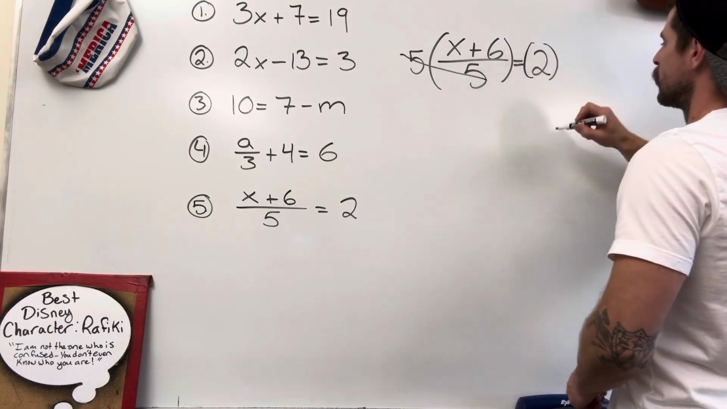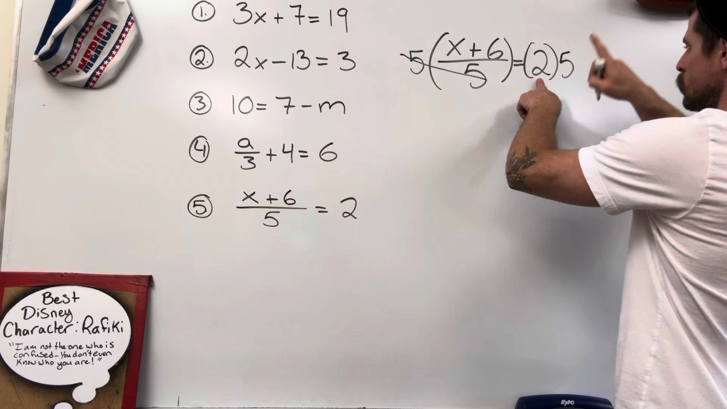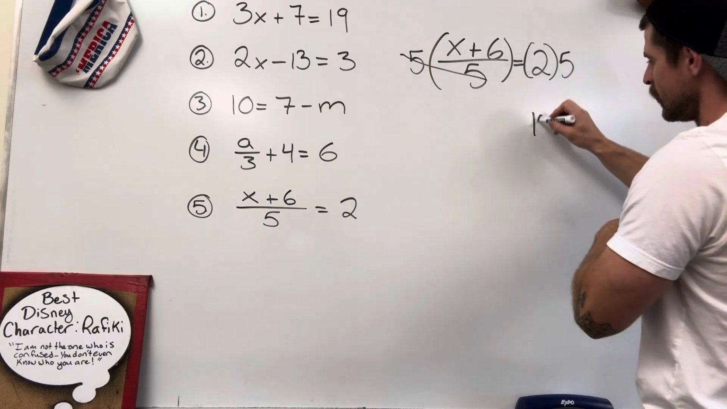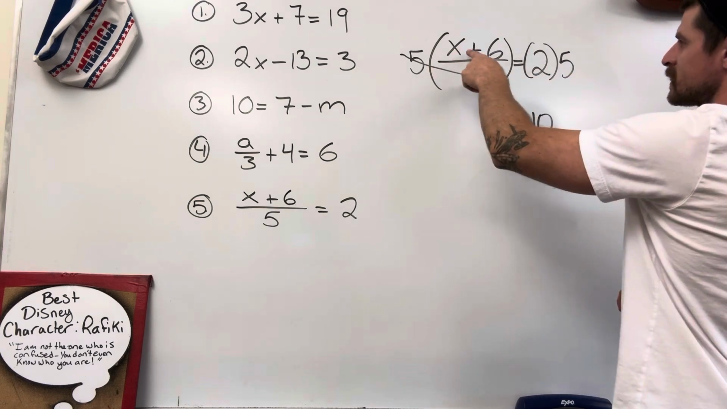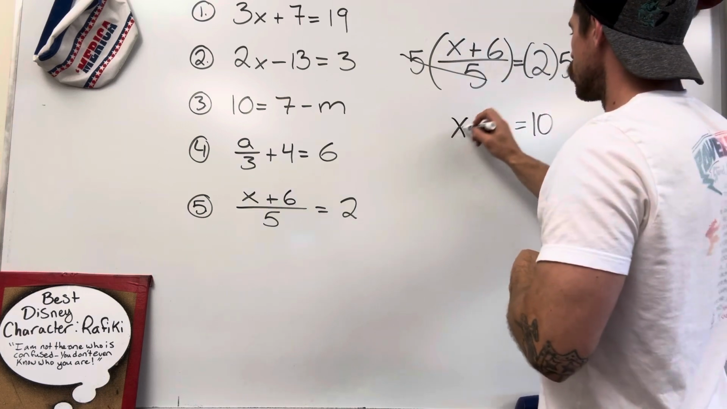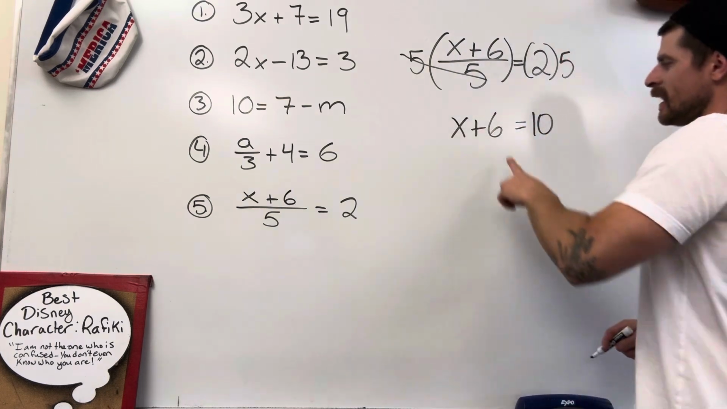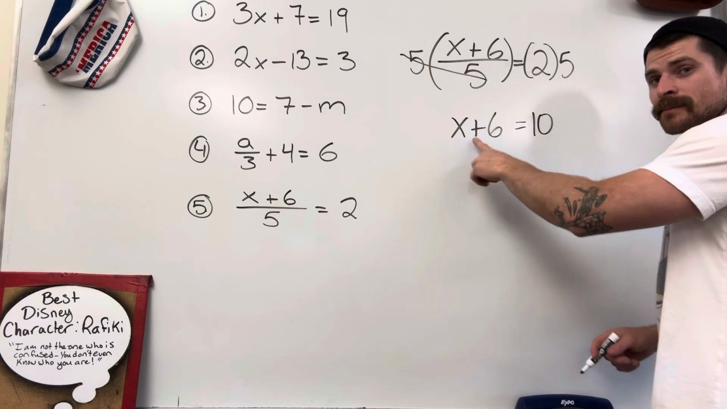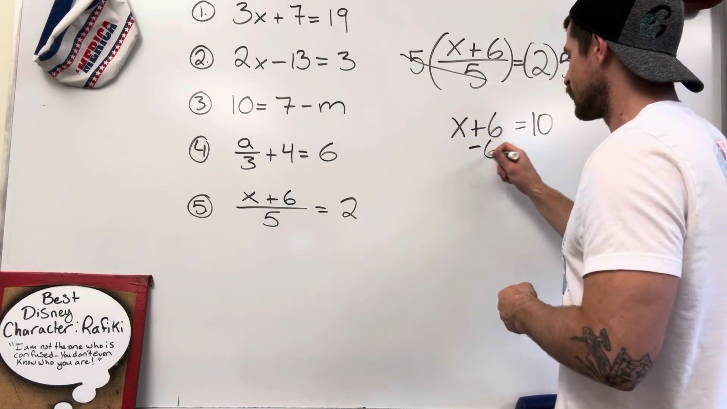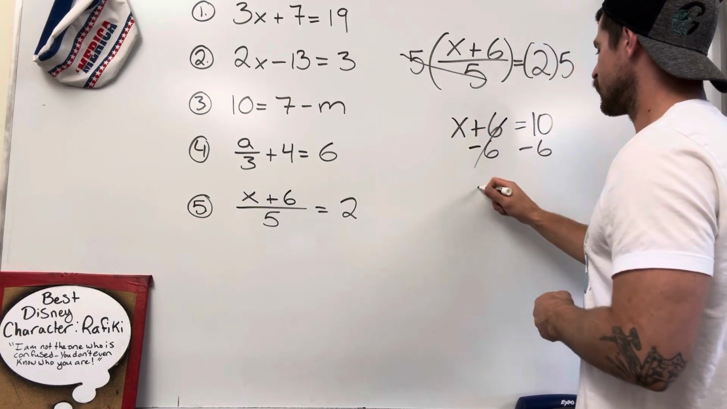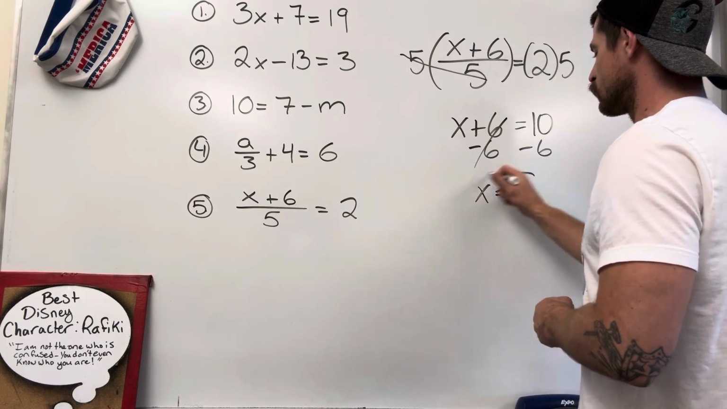So I'm going to say parentheses 5, which means 2 times 5, which makes 10. And I'm left with x plus 6, but it's no longer written as a fraction. And now I can just get rid of plus 6 by doing the opposite, which is minus 6. Minus 6, minus 6, and we are left with x equals 4.